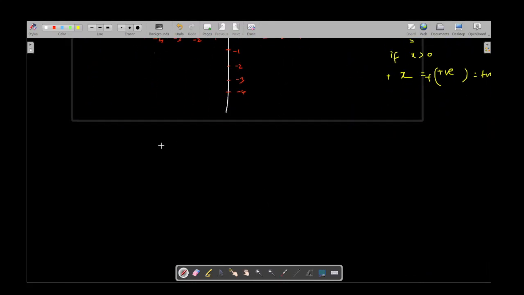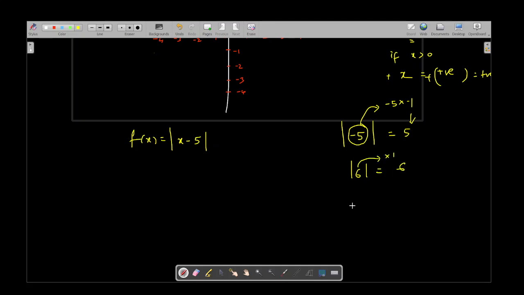So what if f of x is equal to mod x minus 5? Whenever you put mod, if I say mod minus 5, this is plus 5, because if it is a negative number, it takes this negative number and multiplies by minus 1, which gives a positive number. So modulus of 6 is, since it is a positive number, it multiplies by 1 and takes, so it is always positive. So now let us try to plot this on a graph.